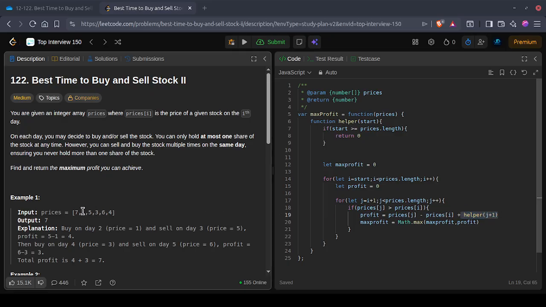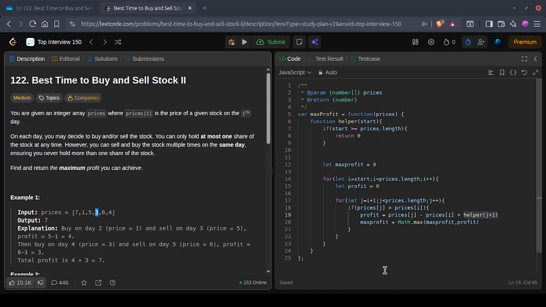Means if I purchase at 1 and sell at 5, I get the profit 4. But on the next day, how can I move? For that I have to use this helper(j plus 1), means from j plus 1 I purchase at 3 and sell at 6.